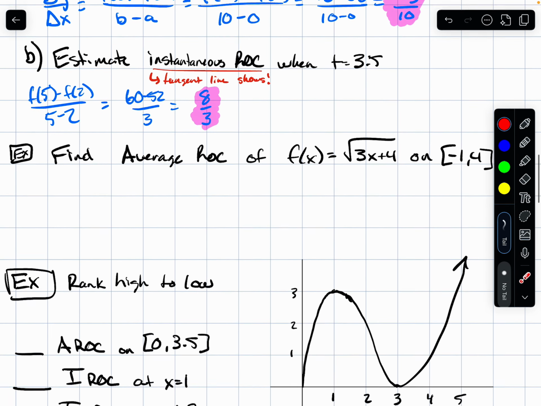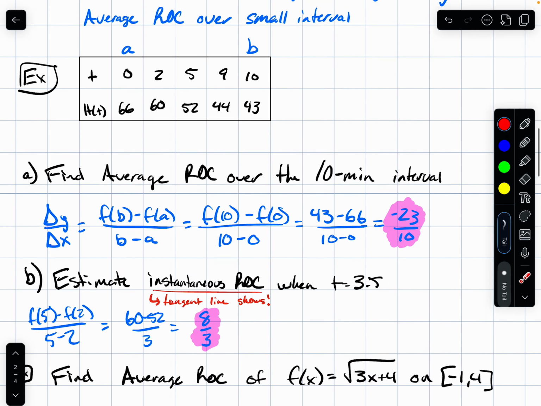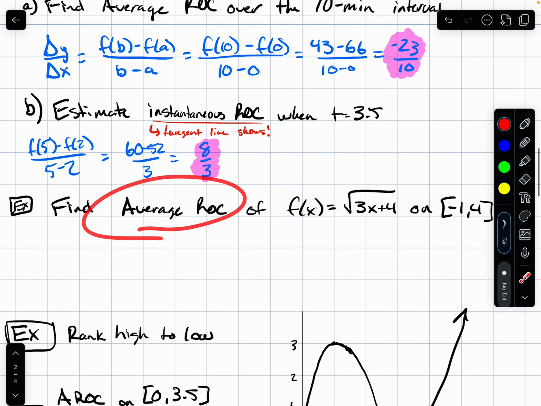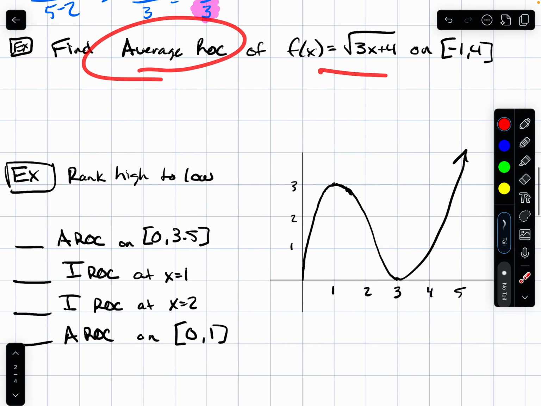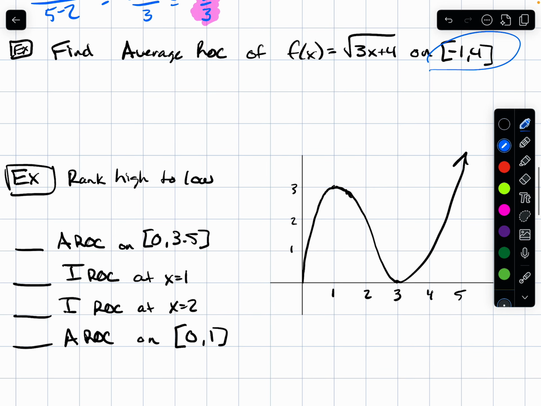So the next thing we're going to do is answer these two questions. We did it with a table, finding average rate of change, but now we're going to do it given a function, and then we're also going to explore a graph. So we're going to hit all three representations to give you a taste of everything. I want to find the average rate of change of this function from negative 1 to 4.